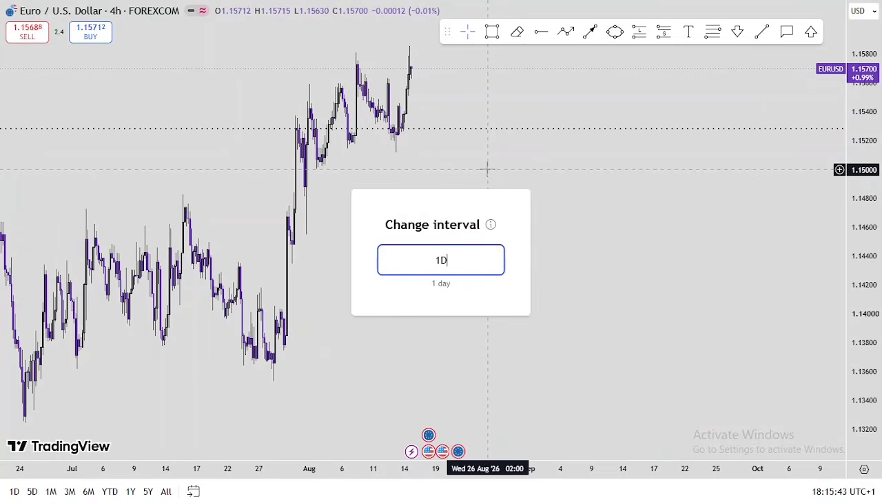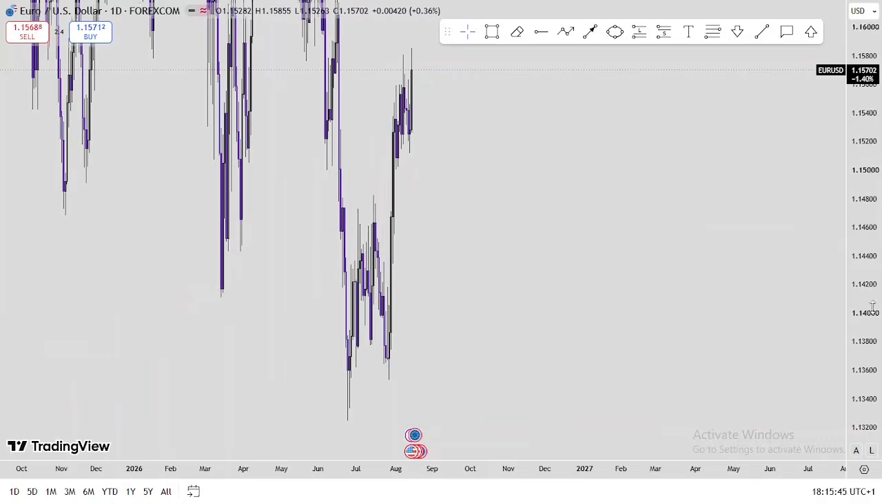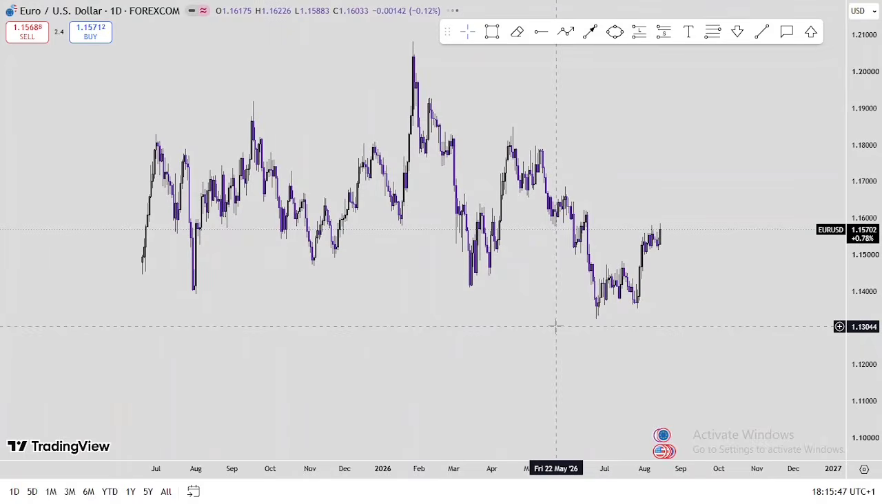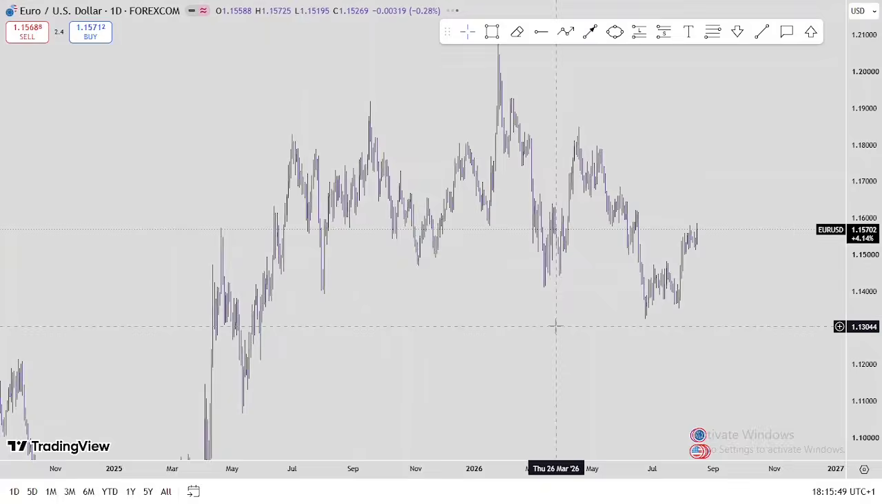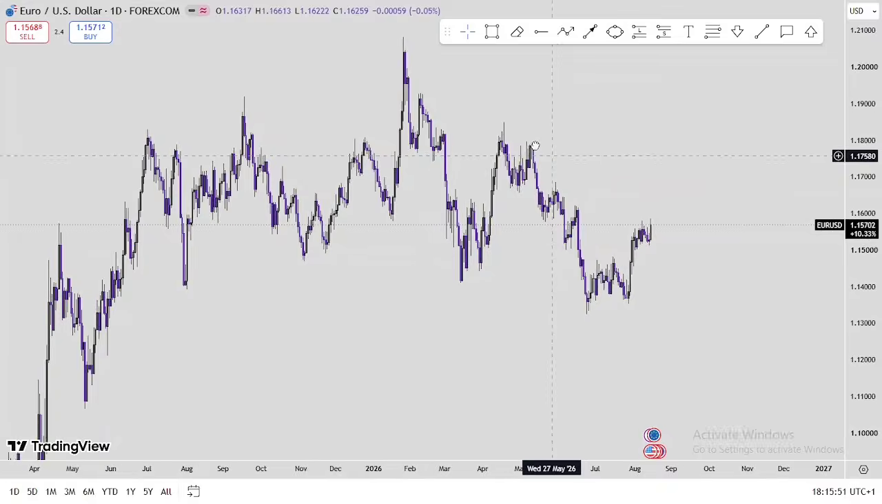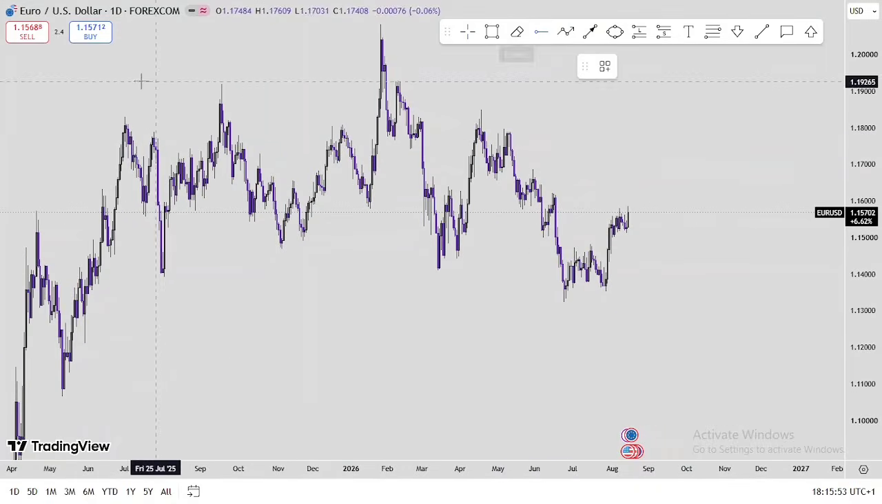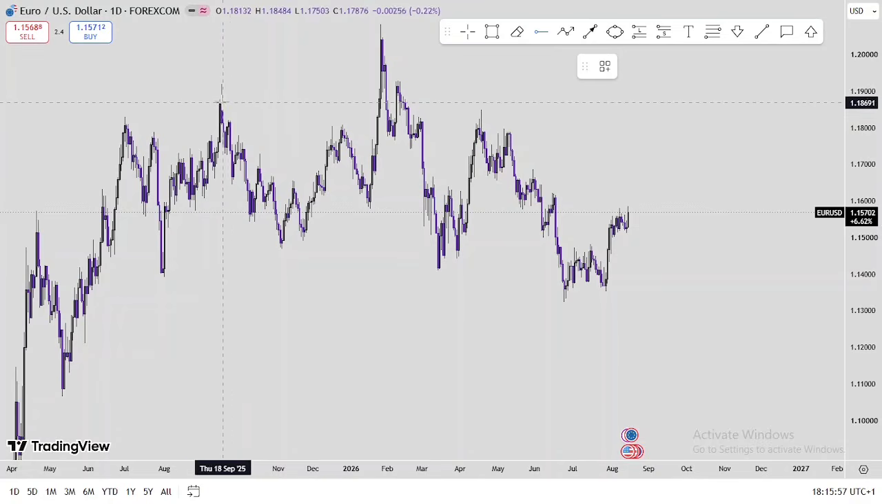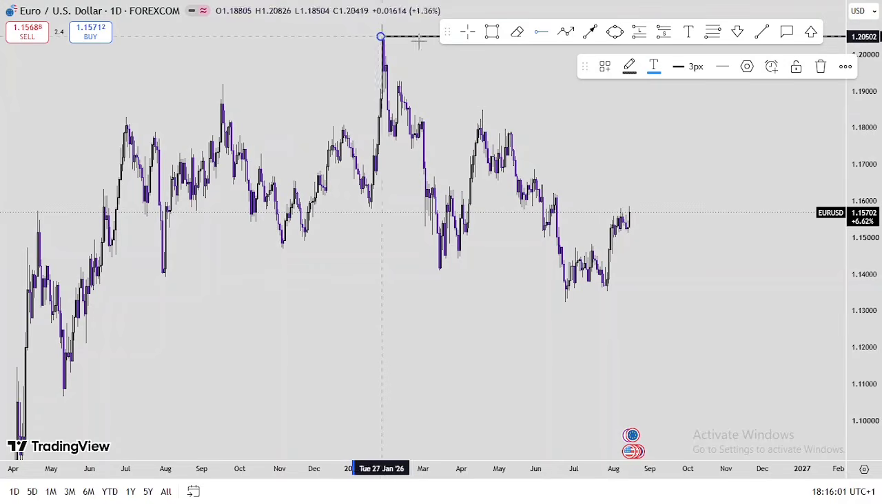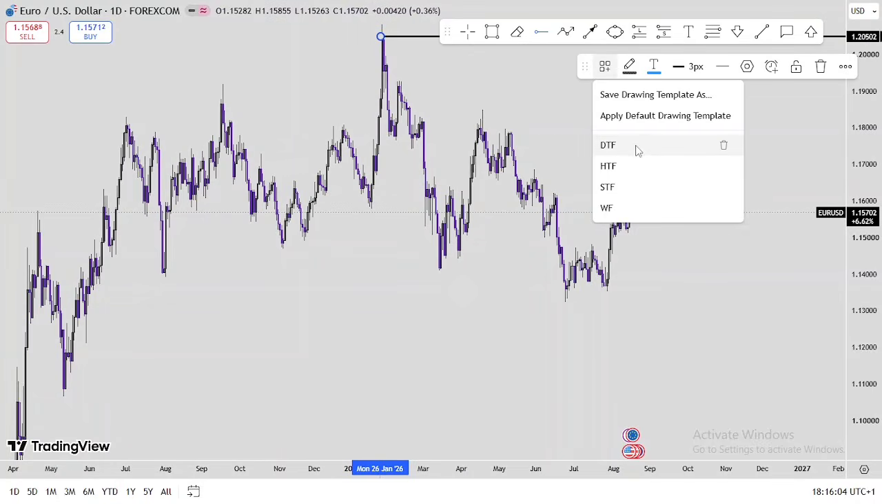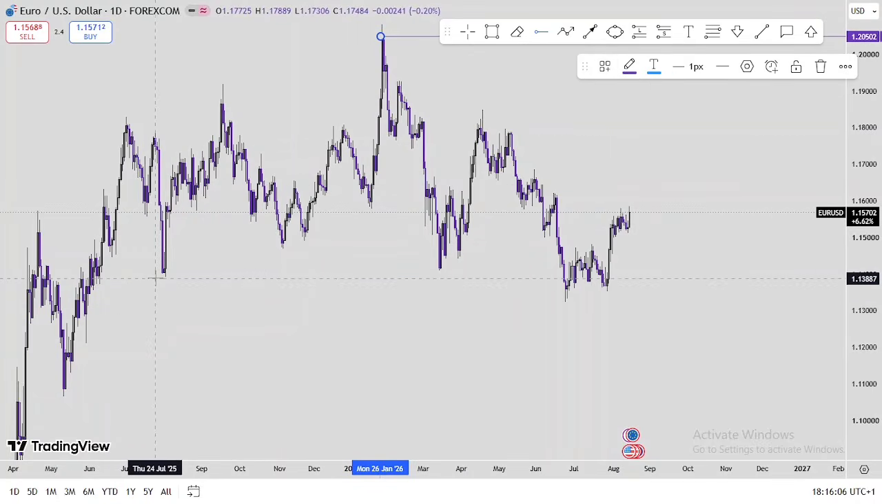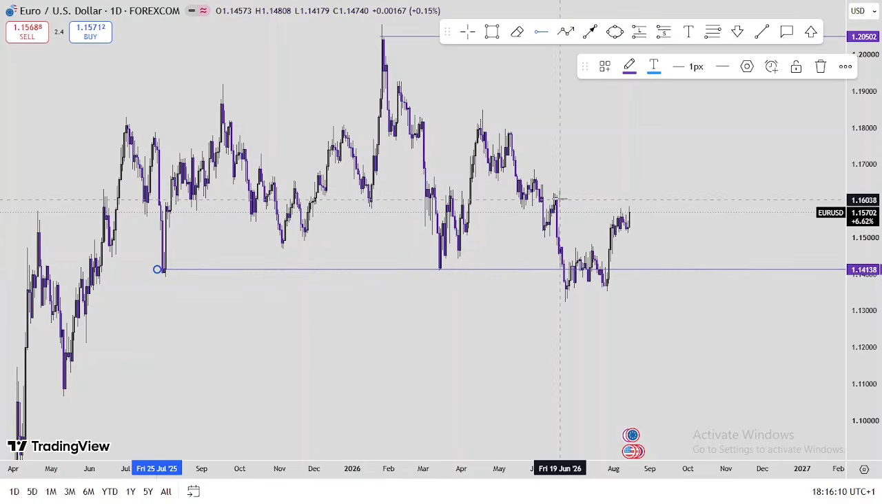On Euro USD, we're seeing, and again let's mark out these major areas. Okay, let's do this instead. Mark out these major areas, this here, this here, and then this here.